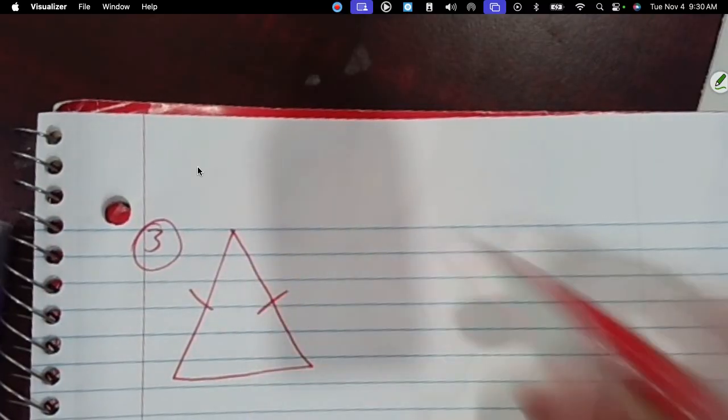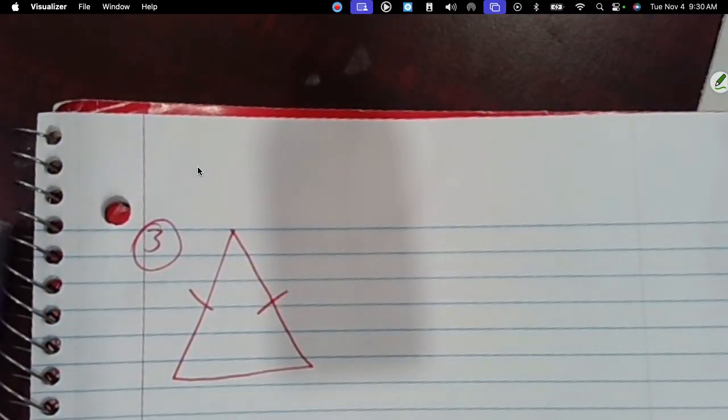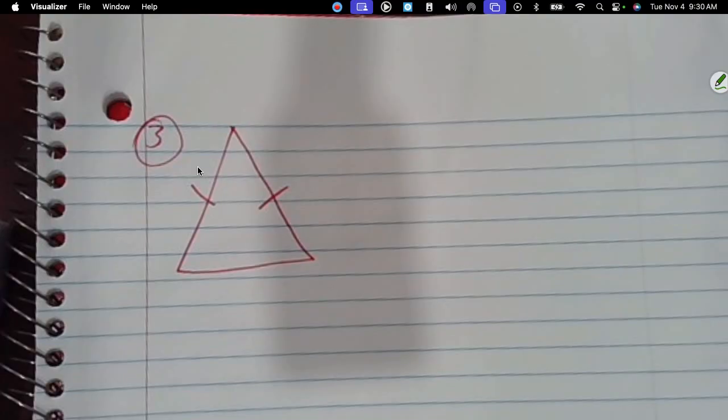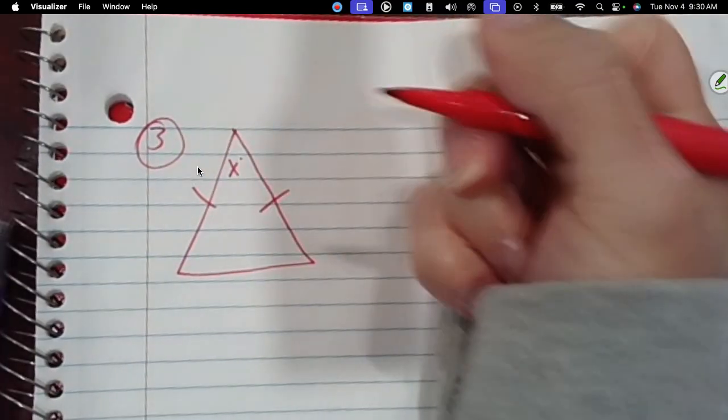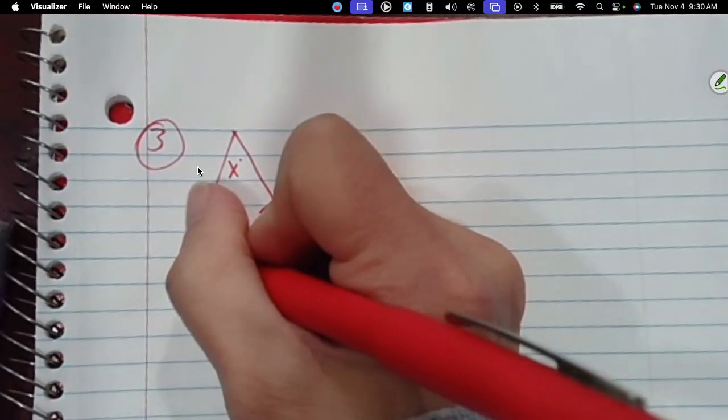And you're going to write this down so that you have it in your notes so that I don't have to have this on the board. So your number 3, it says, okay, find X. And I know that this angle is 34. How would you find X? What would y'all do on this one?